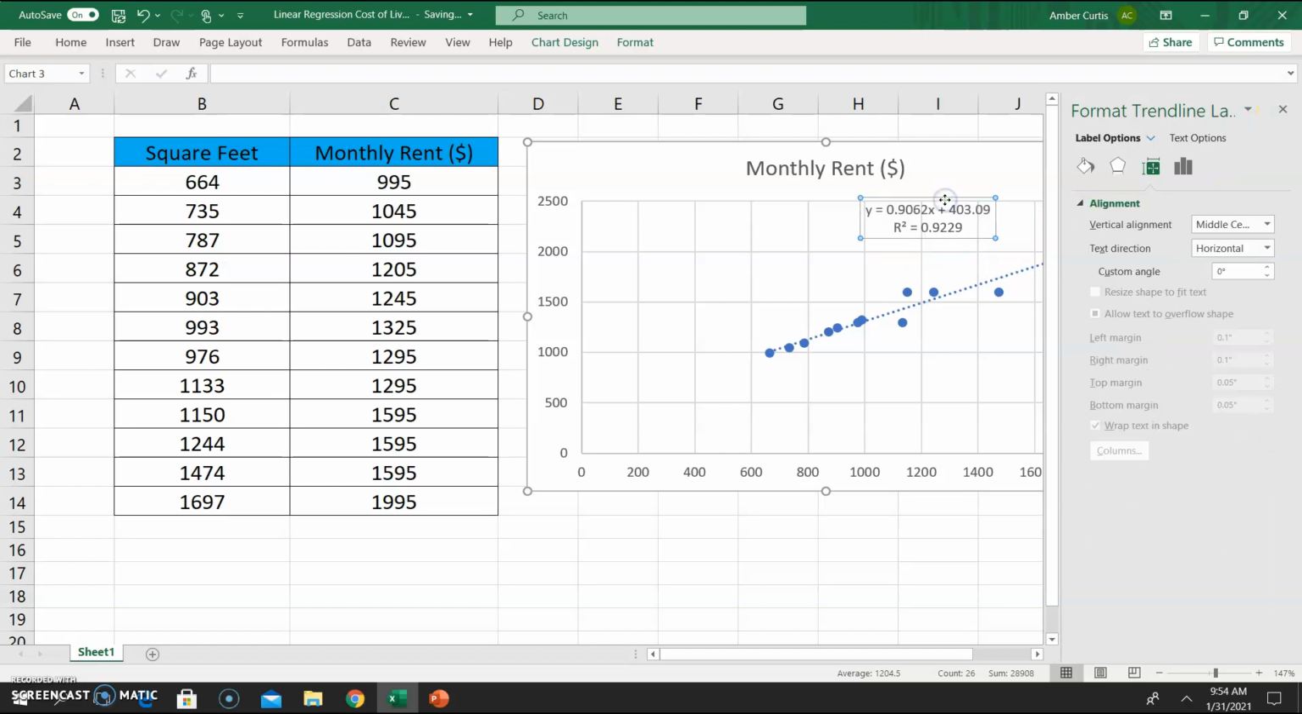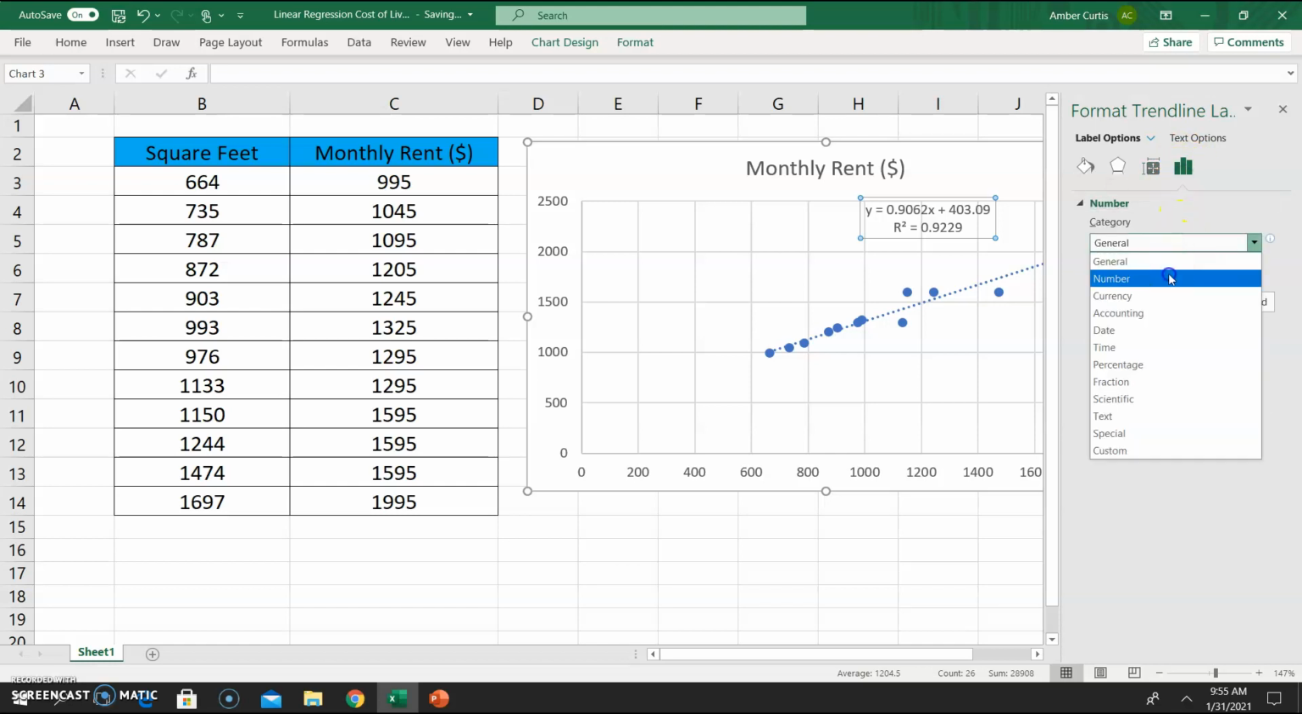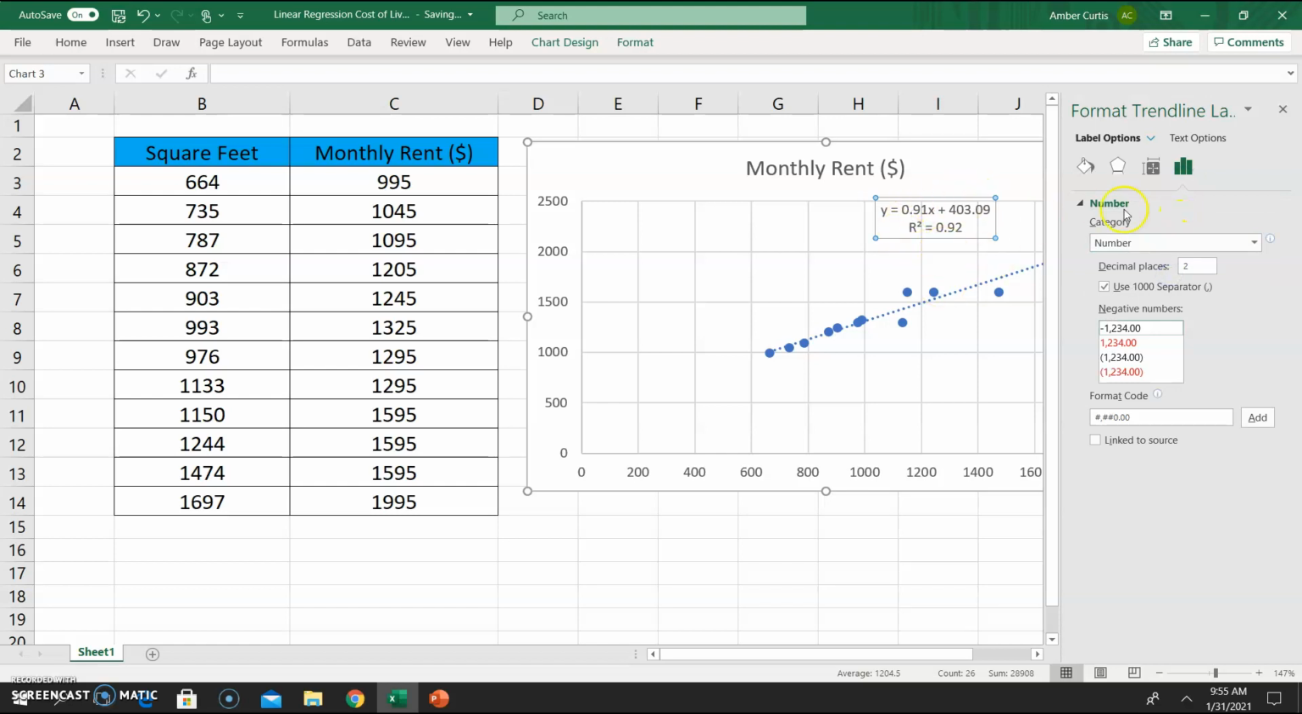We're going to move the equation off of the line so we can see it. And while the equation is highlighted, we're going to click on the Trendline options where it says Label Options, or we see a little bar chart here. When we click on that, we're going to change it from General to Number because we're talking about numbers here. And we're going to make sure our place value is at least 2 decimal places.